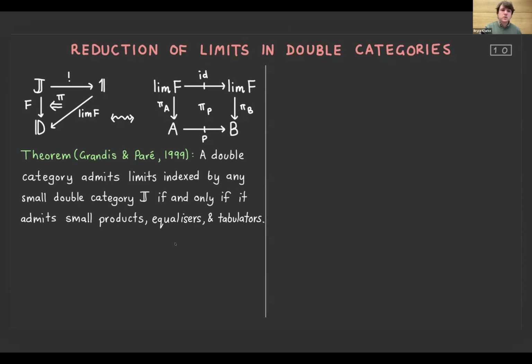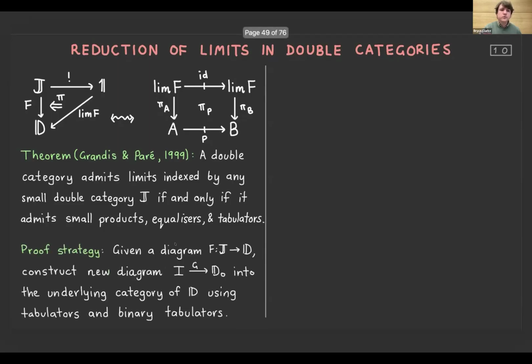Okay, and so this really gives us a way to construct all limits indexed by a double category. And so how do they go about showing this? Well, the proof strategy is like this. If we're given a diagram F like this, then first we construct a new shape I and some diagram G into the underlying category D naught. And we do this using tabulators and binary tabulators. Okay, or at least implicitly, that's what they're doing.